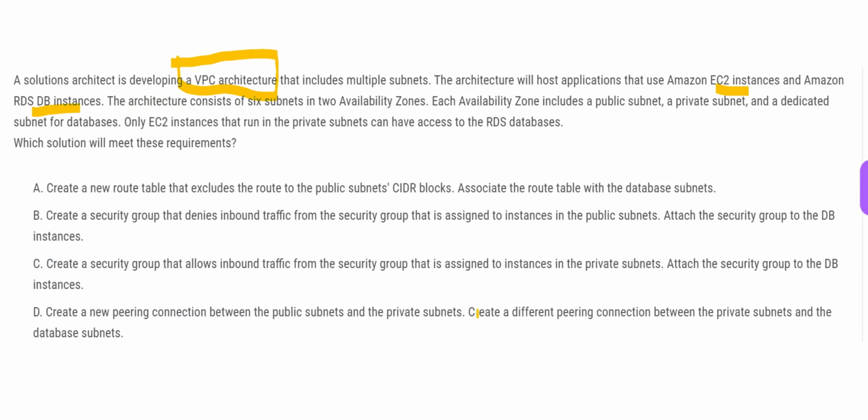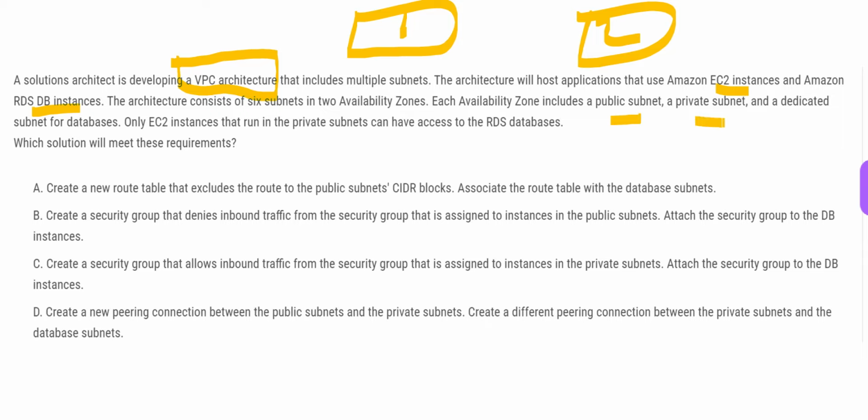So how many AZs are there? There are two AZs, AZ1 and AZ2, and each AZ has one public subnet, one private subnet, and one dedicated subnet for databases. Both these AZs have these three things.